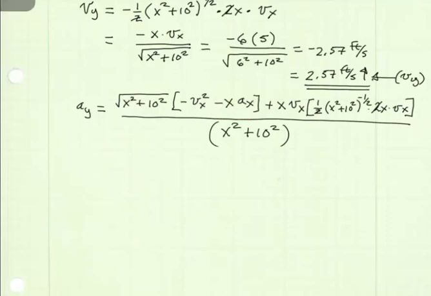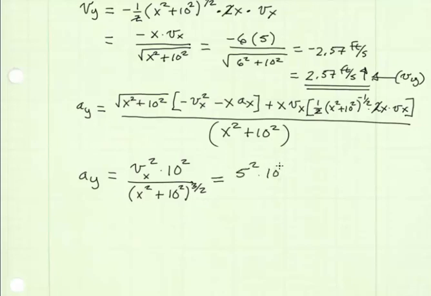So if I simplify this, I'll get that my acceleration in the y direction should be equal to the velocity in the x direction squared times 10 squared divided by (x squared plus 10 squared) to the 3/2 power. And I'll let you go through and check that and see how I ended up with that. Then plugging in what we know, velocity in the x direction is 5, so 5 squared times 10 squared divided by (5 squared plus 10 squared) to the 3/2 power gives us an acceleration of 1.79 feet per second squared in the y direction.